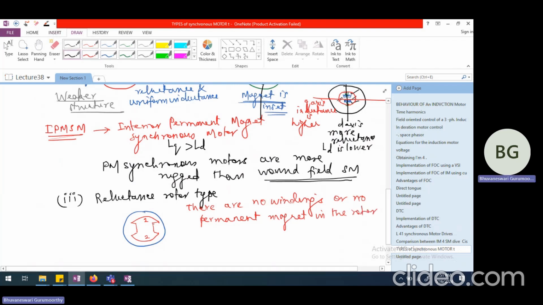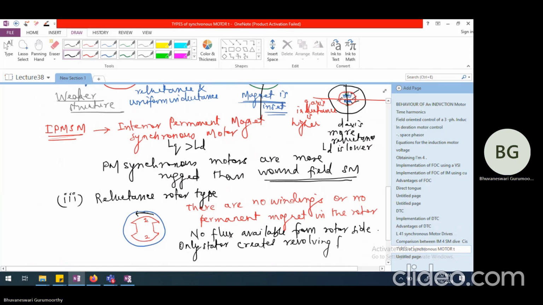The only thing is, because there is a revolving magnetic field here, this rotor structure, because it is salient, is going to get attracted. There is no directionality because North Pole and South Pole are not there. It's not like if this is a North Pole, it will be repelled by another North Pole. There is no directionality clearly. So if there is a revolving magnetic field here, this is going to simply attract whichever is the closest pole that is available. So this is essentially no flux available from the rotor side. Only the stator creates revolving flux.